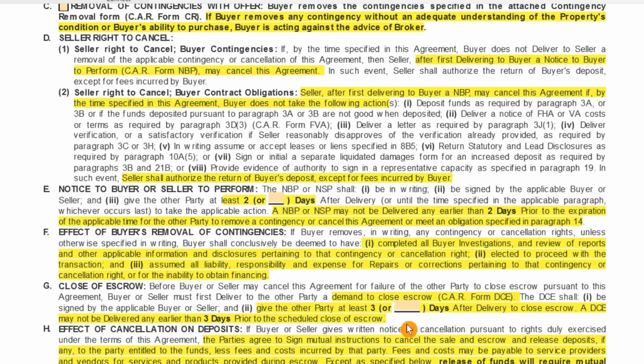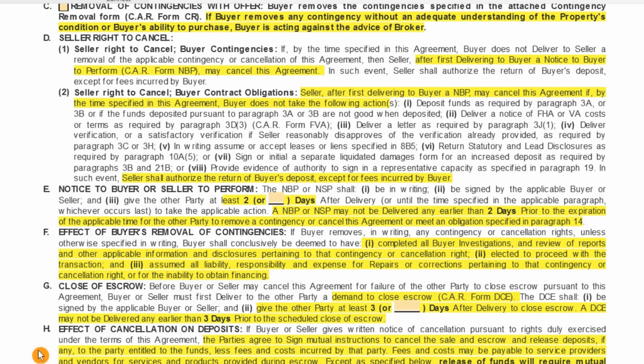A demand to close escrow may not be delivered any earlier than 3 days prior to the scheduled close of escrow. So in that way, it's like a notice to perform, except the notice to perform gives 2 days on either side. This gives you 3 days after delivery to close escrow, but it cannot be delivered prior to 3 days to the scheduled close of escrow. And once again, if we were in a transaction and this looked like it was going to be an issue, I would go through this more thoroughly with you.